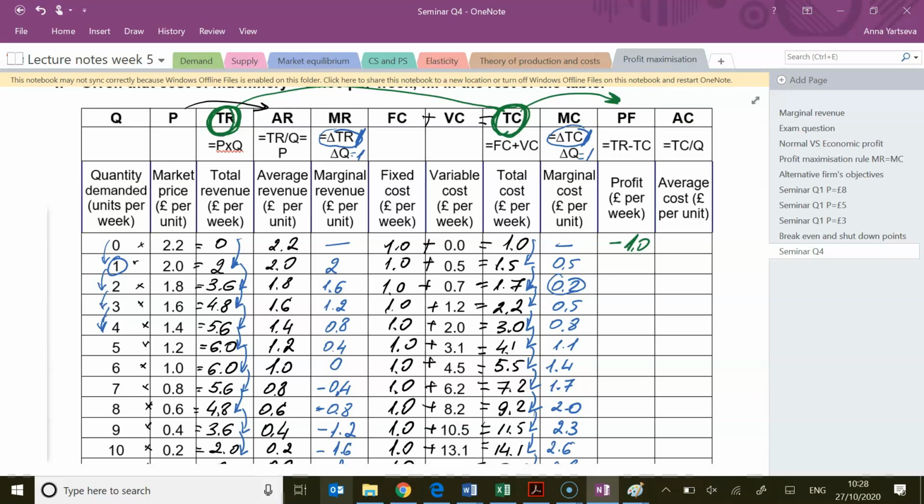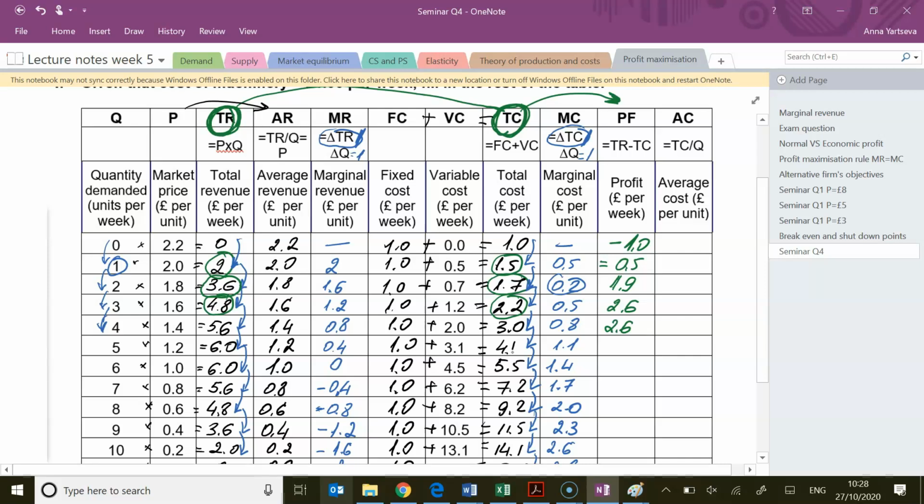We are making £1 of losses because we haven't started production yet, but we've already paid our fixed expenditure. 1 unit of output made generated £2 revenue, and we spent £1.5, which means that our profit will be 0.5. For 2 units, our total revenue is 3.60, our total cost is 1.70, which means that our profit is £1.90. For 3 units of output, total revenue is 4.8, total cost is 2.2, the difference is 2.6. And so on. Just keep comparing these numbers. 5.6 minus 3 is 2.6.